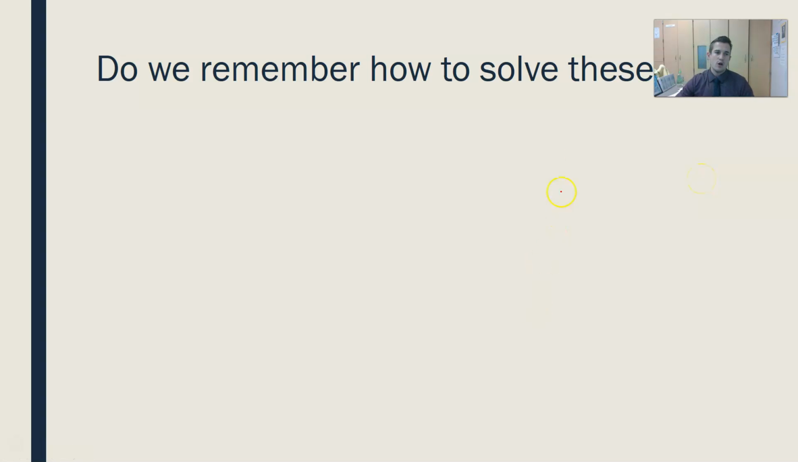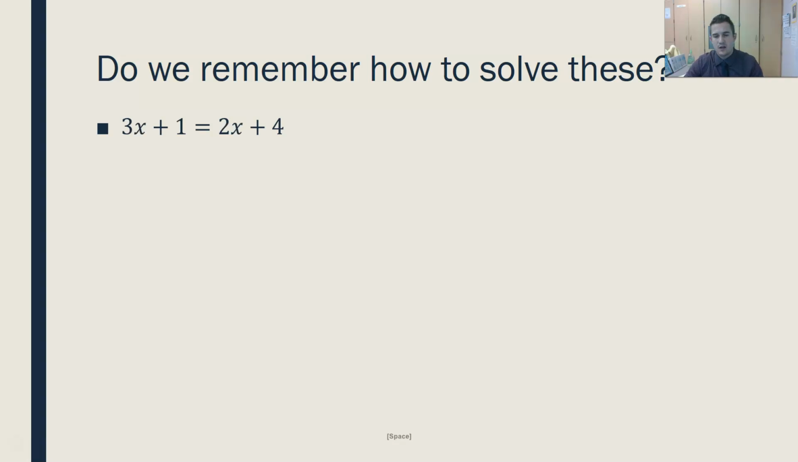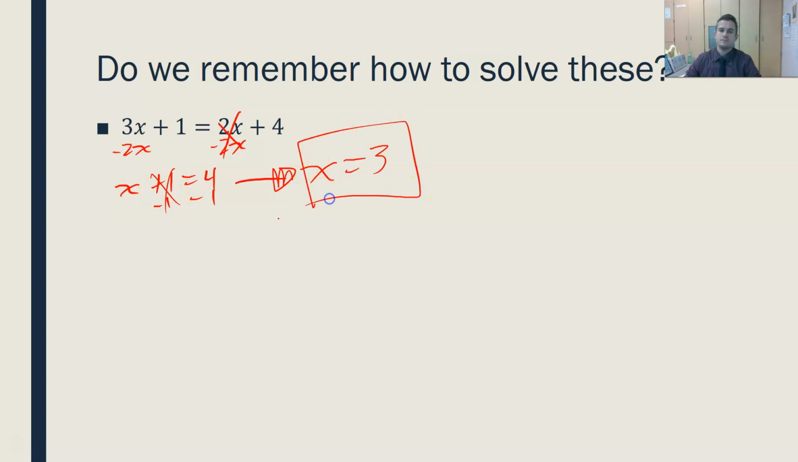Okay, so let me give you some sample equations, and let's ponder if we remember how to solve them. So 3x plus 1 equals 2x plus 4. How would I solve this? Well, I'd need to get all my x's on the same side, so I'd need to subtract 2x on both sides, which gives me 3x minus 2x, which is x, plus 1 equals 4. And then I would need to subtract 1 on both sides, which would give me x equals 3. So my solution here would be x equals 3.